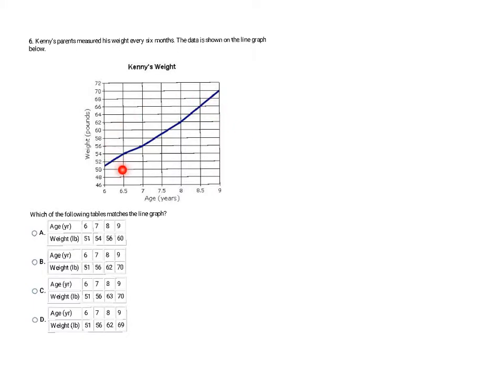This problem here gives us a line graph, and it wants to know which of these tables match it. So I'm going to look at 6 years, he weighed 51 pounds. So those are all the same. So that doesn't narrow any out.